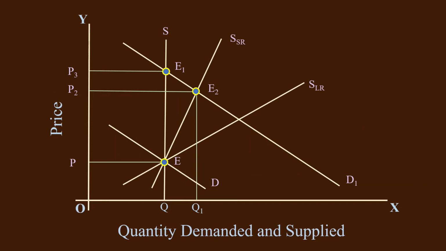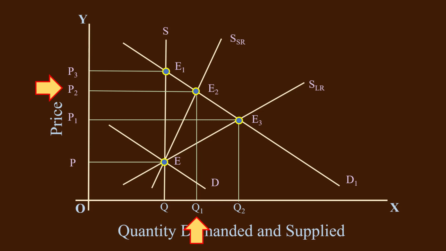Long run supply curve cuts the demand curve D1 at point E3. The long run equilibrium price is P1. It is less than the short run price P2. The long run supply is Q2 units. This is larger than the short run supply Q1 units.